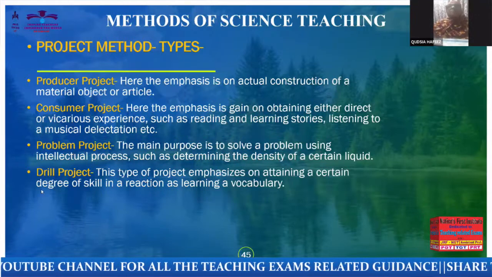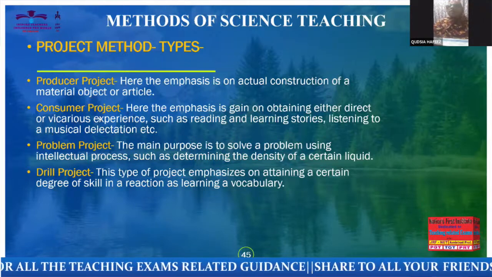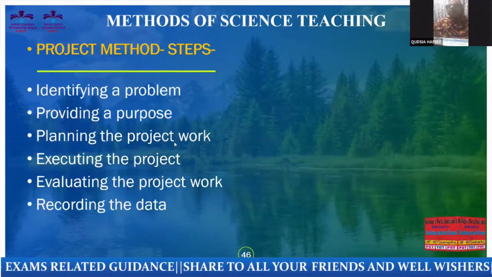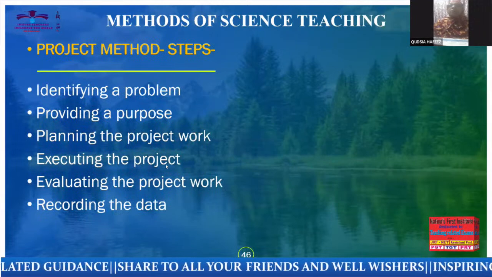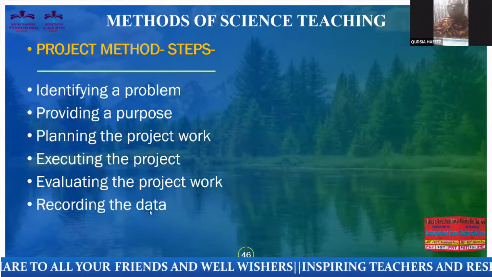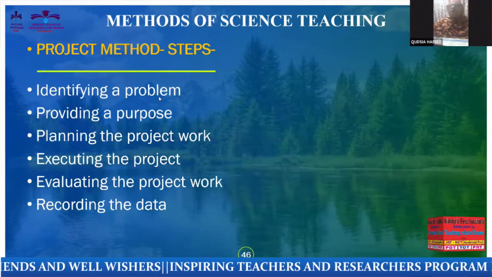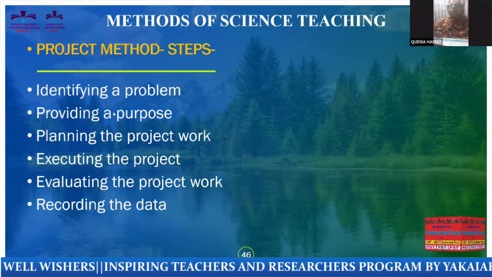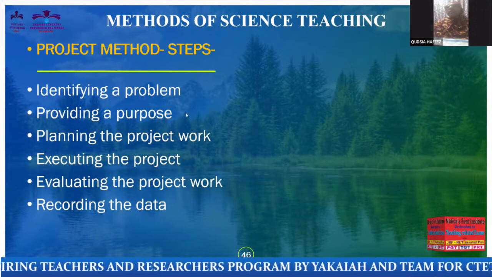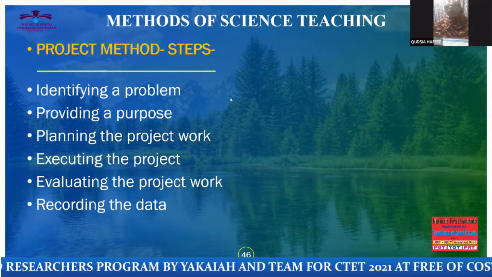Now what are the steps under this? The first step is identifying a problem. Then next we have providing a purpose to it. Then third, planning the project work. Fourth, executing the project. Fifth, evaluating the project work. Sixth, recording the data. So first we are trying to identify a problem, to sense the problem, to know what the problem is. Then we provide a purpose to it, like what shall be done in this project, and how can we go about solving this problem.